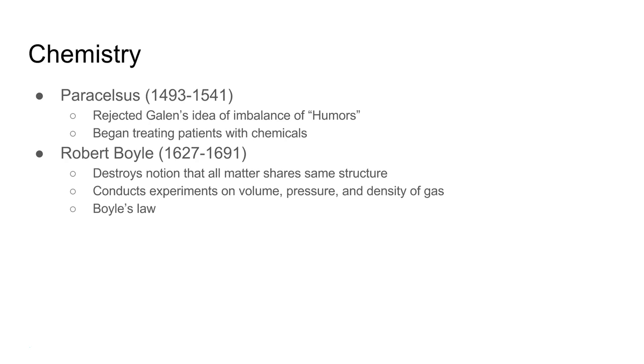Paracelsus rejects Galen's ideas. He says this isn't it. There has to be some real ideas here. There has to be something that's causing this, not this balance of humor. And so he begins treating his patients with chemicals, trying to introduce a new thing to help them get better rather than remove something to restore the balance. Now, Paracelsus is often rejected because he is also an alchemist and he injects his people with mercury and lead and other not so great things.